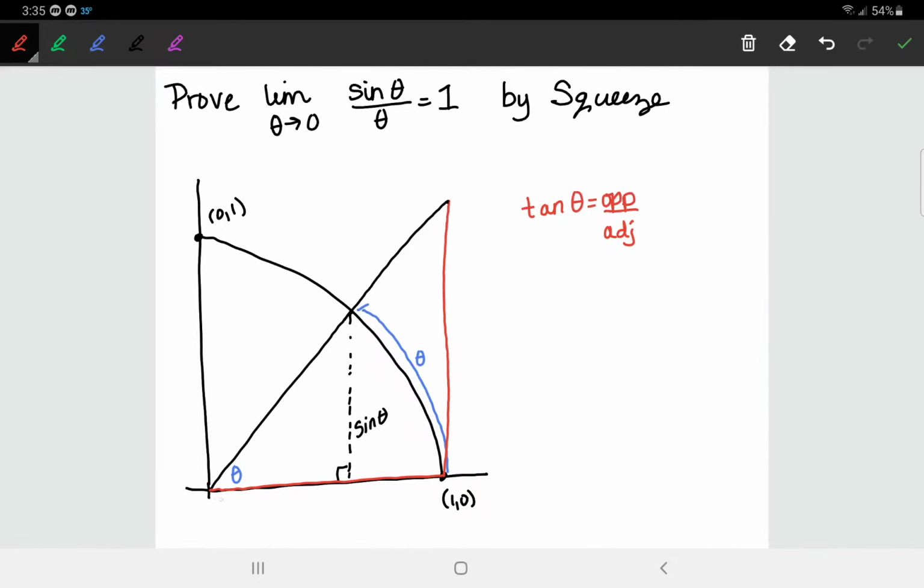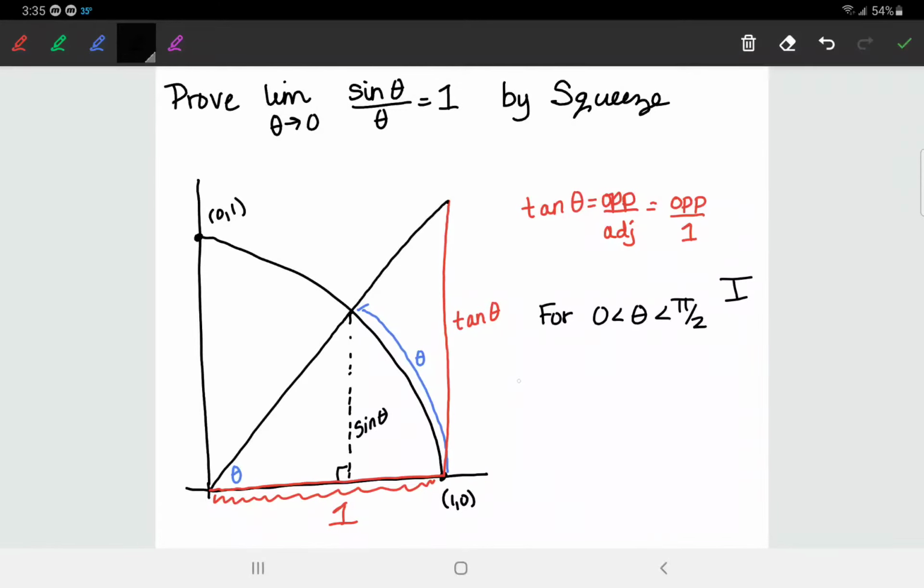So this would be the adjacent side, but remember we are on a unit circle, so that length would just be 1. So we can say for this triangle that the tangent of theta is equal to the opposite over 1, which is just the opposite side. Therefore, the length of this triangle's side is the tangent of theta. So if we are in the first quadrant, that is for theta greater than 0 and less than pi over 2, we'll be in quadrant 1.